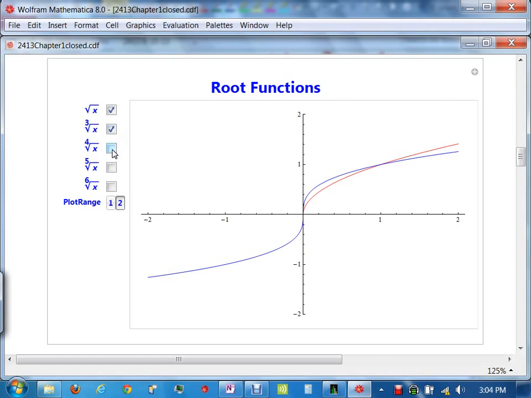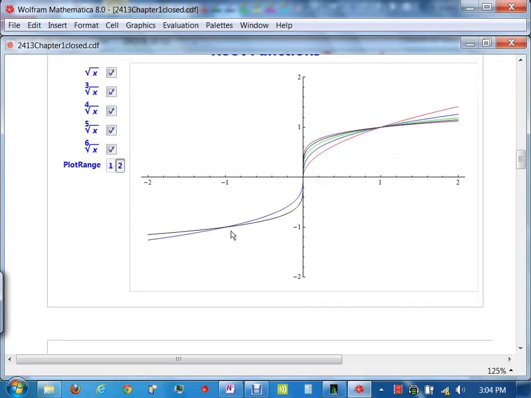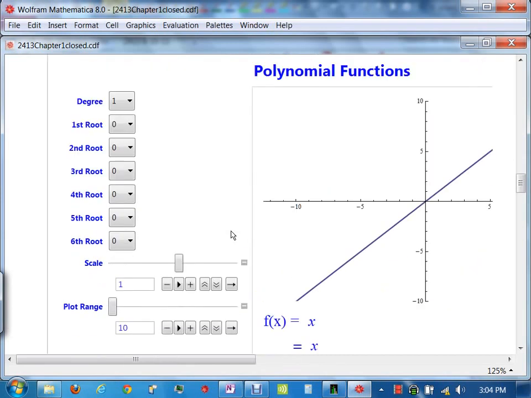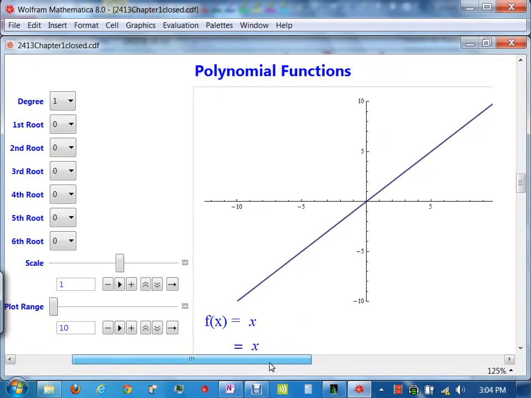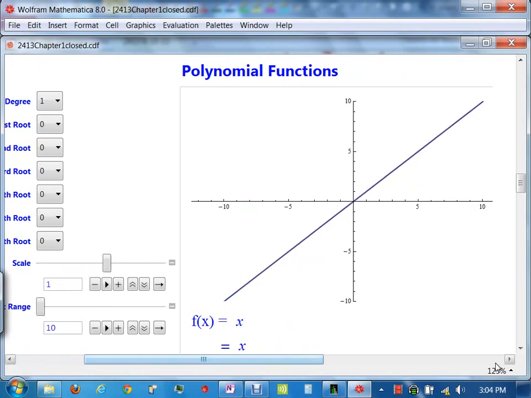How about a fourth root? Should I have negatives? No. So it looks very much like the square root. Fifth root, that'll have negatives. Sixth root, no negatives. All right, so that's the basic behavior of root functions. Oh, polynomials, geez. This is a huge category of functions, polynomial functions.